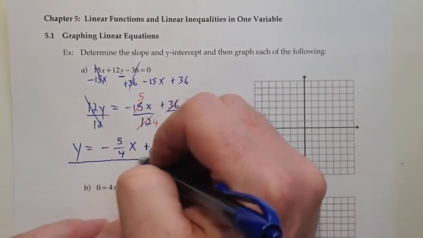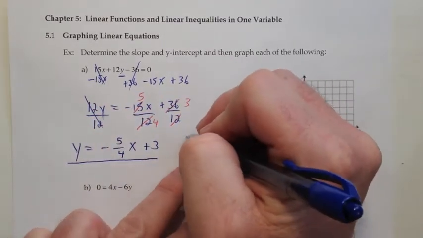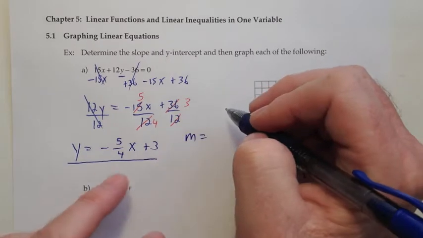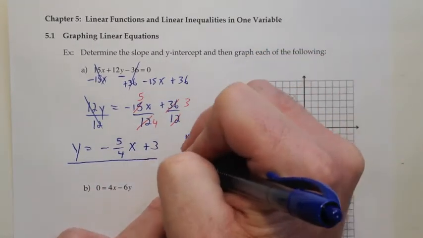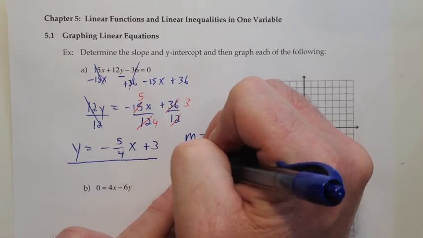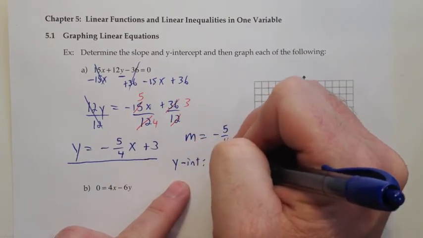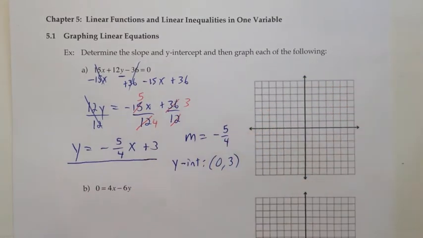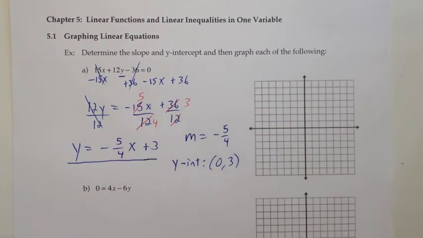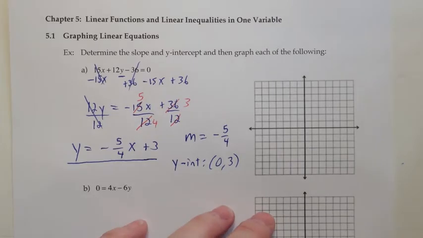And at that point I have things in slope-intercept form, so I can read off the slope. The slope m is the coefficient of x, negative 5/4, and the y-intercept is 0, comma, whatever the constant term is, which would be 3. So I have a slope of negative 5/4 and a y-intercept of 0, 3. And now they want me to graph that.